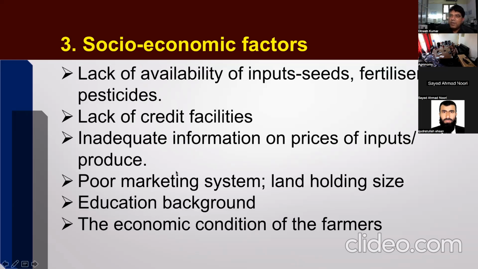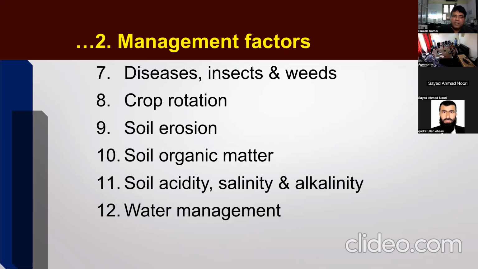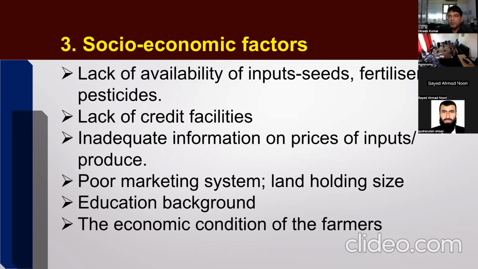Lack of availability of inputs: seed, fertilizer, pesticide, credit facilities, education. So after management factors, you go to socio-economic factors like lack of availability of inputs or seeds. Many times farmers do not have enough money to buy inputs like seed, fertilizer, pesticides. So the growth of the crop may not be good.